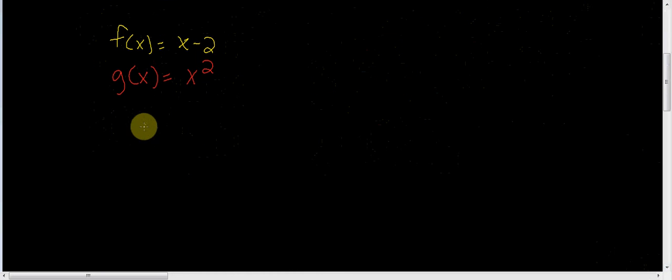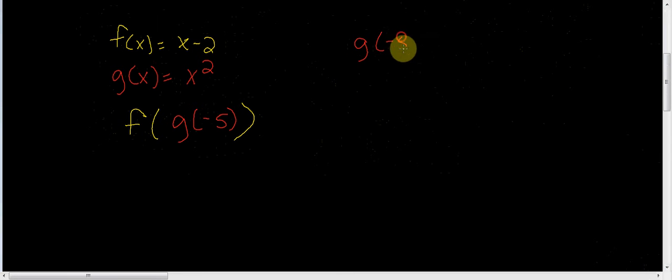What we're trying to find this time is f of g of negative 5. So I'm going to put f of, and then we'll use red for g of negative 5. Get fancy here. Alright, so that's what I'm looking to find. So I start out with the innermost function, which is g. So I have to figure out what g of negative 5 is. And it says that I should square what I'm substituting in for x, so that gives me 25.